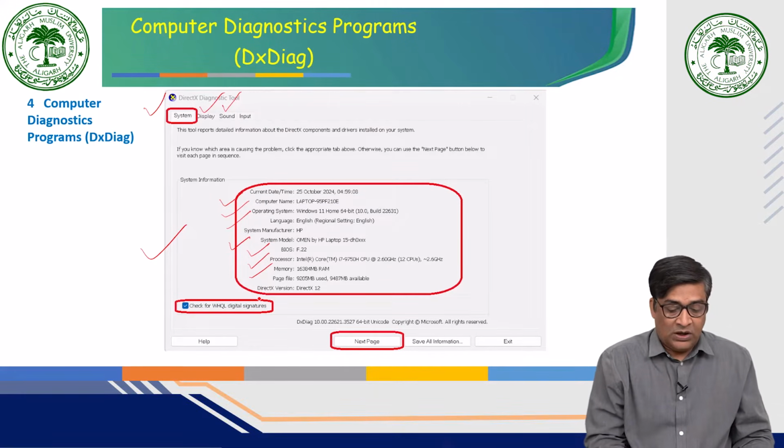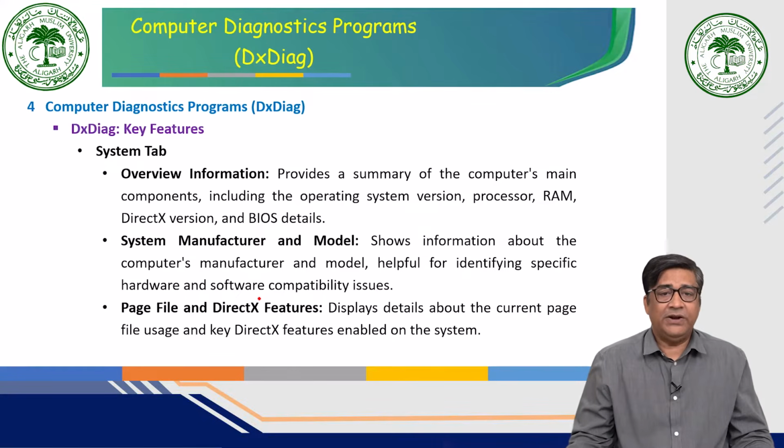As I just explained, the System tab gives you an overview, like a summary of your core computer components, which includes the operating system version, the processor type, the amount of RAM, the DirectX version, and some BIOS details. These details are sometimes very useful and helpful when we want to know the details of our system and the overall configuration of the system. So this tool will provide you all these details.